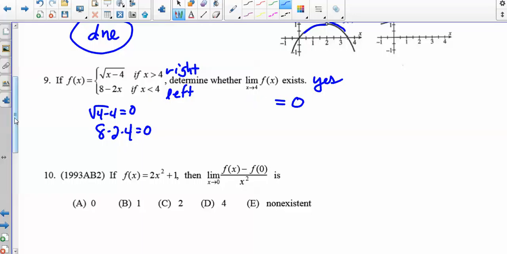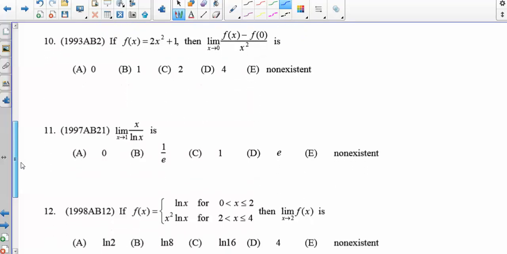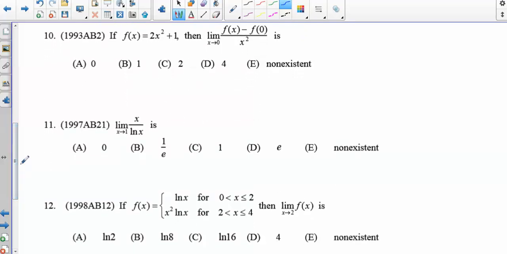Okay, the remaining 4 questions are questions that have been taken from the Calculus AB AP exam, so these are college level questions. In the first one, we're going to evaluate this limit. One thing that we're going to do is substitute for f of x the function f of x, which is 2x squared plus 1.